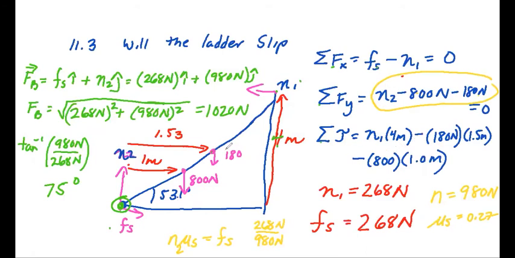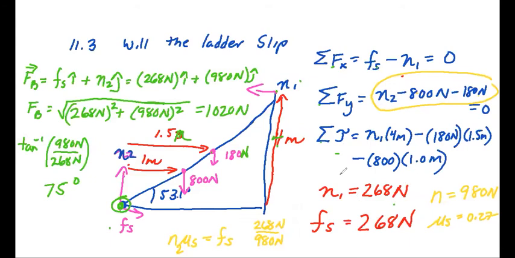Then we've got 180 newtons, and that's halfway up the ladder, so its lever arm is going to be 1.5 meters. So the sum of the torques is that positive term and minus these terms. I took this equation and solved for N1, and N1 equals 268 newtons. I went back and solved for Fs here, so I had Fs equals 268 newtons.